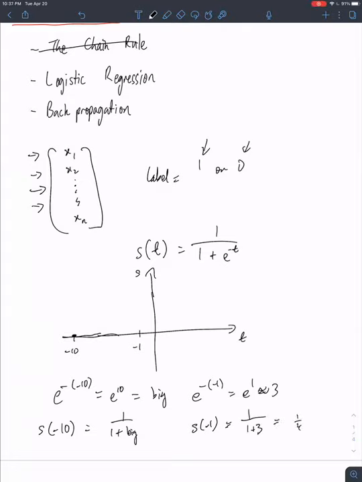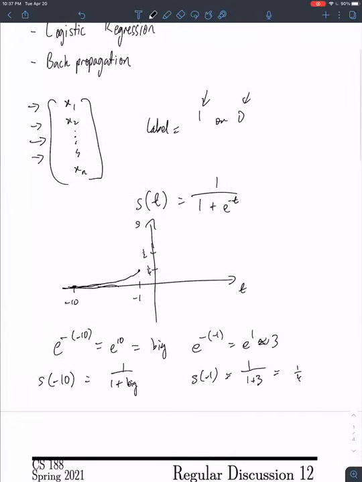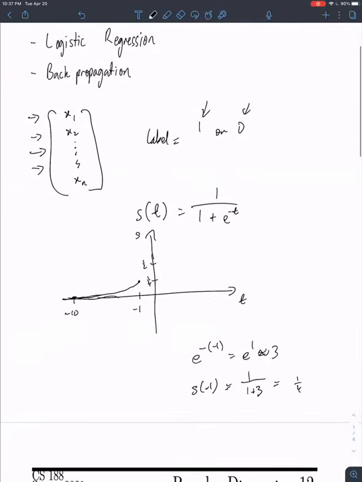So here's 1/2, and here's 1/4. So S is going up to 1/4 once you hit minus 1, right? Now, what about S of 0, right? Well, what if t is 0? Well, if t is 0, then e to the minus t is just 1. So S of t is 1 over 1 plus 1. So it's exactly 1/2.